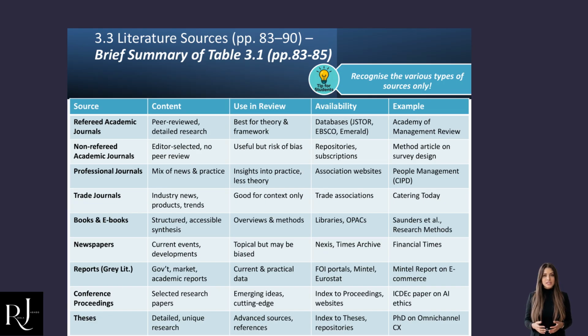Professional and trade journals provide valuable insights into current practice and trends. For instance, in the fashion industry, a trade journal like WGSN offers real-time information on the latest fashion trends, consumer preferences, and industry innovations. However, compared to refereed academic journals, they may have less theoretical depth.